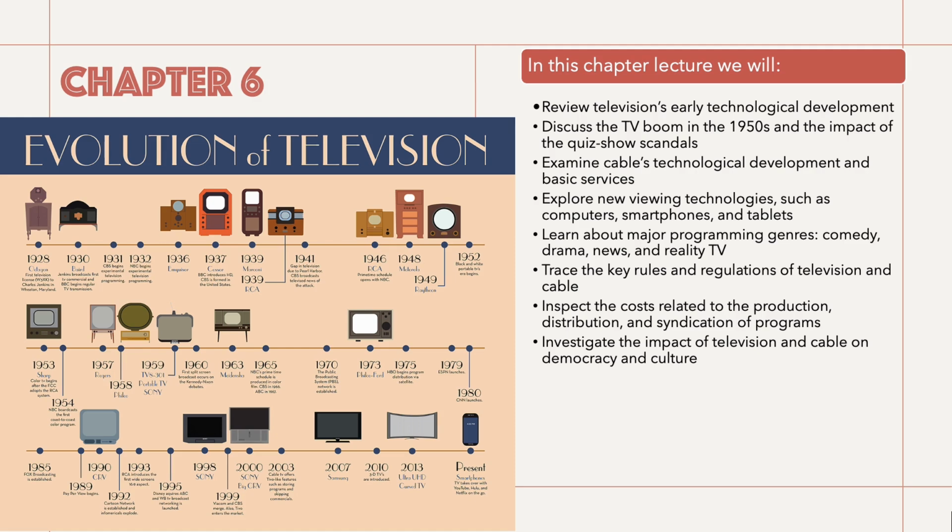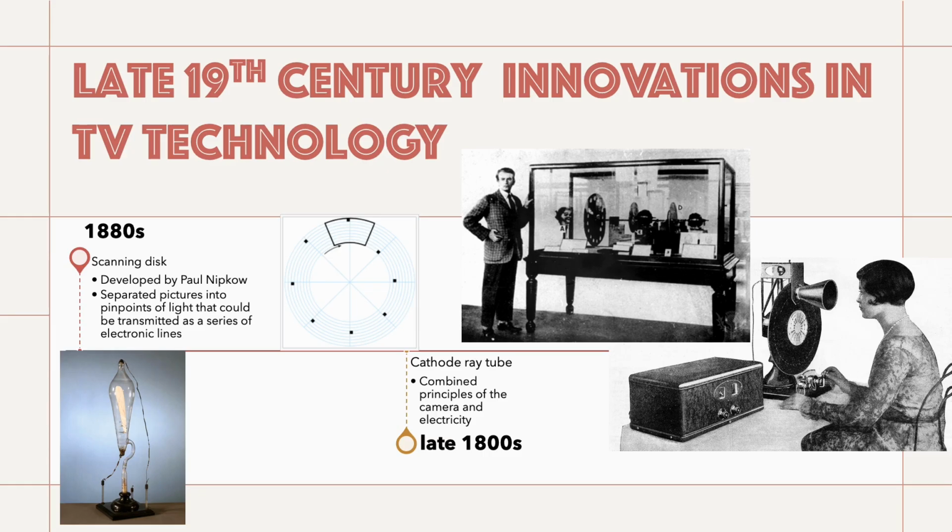We discuss the TV boom of the 1950s. We examine cable's technological development and the basic services it provided, explore new viewing technologies, such as third and fourth screens, learn about major programming genres, trace the key rules and regulations of television and cable, and inspect the costs related to production, distribution, and syndication of television programs, and finally investigate the impact of television and cable on democracy and our culture.